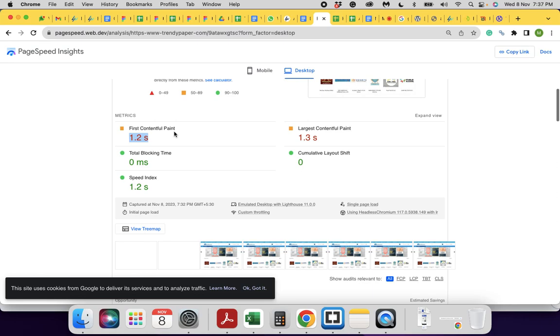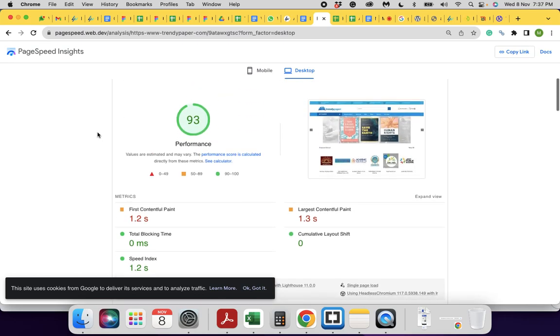It cannot be 1.2 seconds. It has to be less than 300 milliseconds. And cumulative layout shift, it has to be 0, and it is good. So you just have to tell these things and ask them, we want everything to be fixed, done. They have to fix it for you.